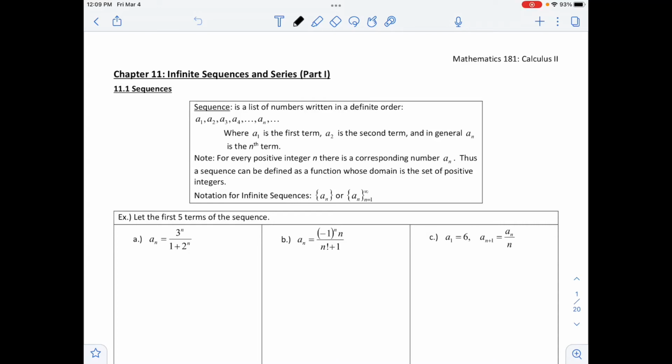We're in Chapter 11, Infinite Sequences and Series, Part 1. Section 11.1 deals with sequences. So a sequence is a list of numbers written in a definite order.